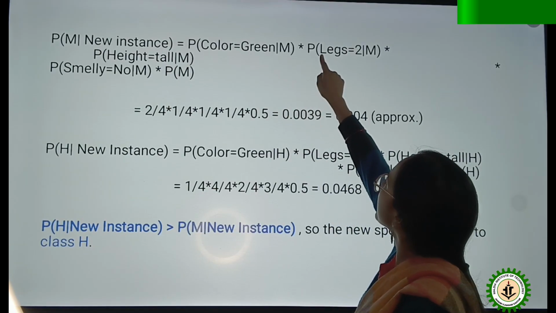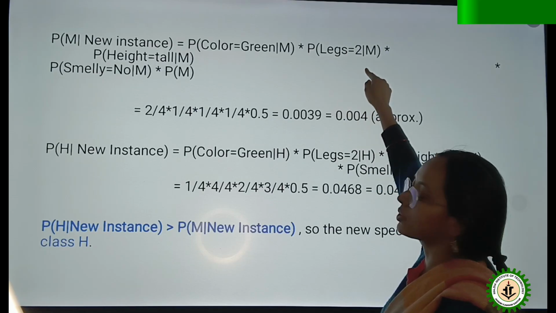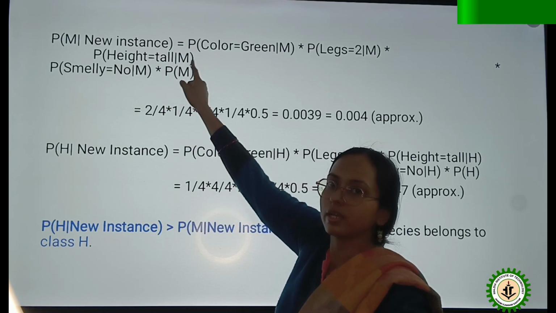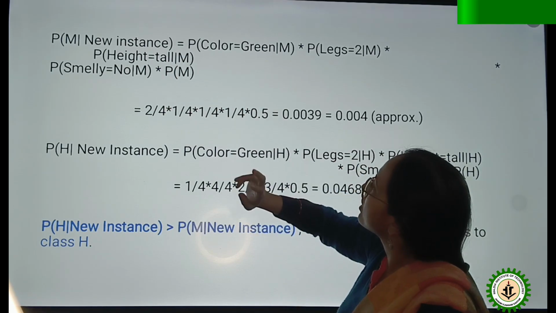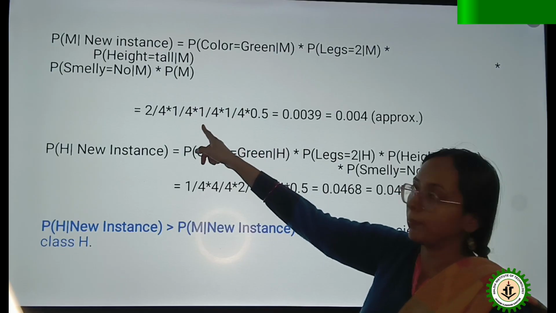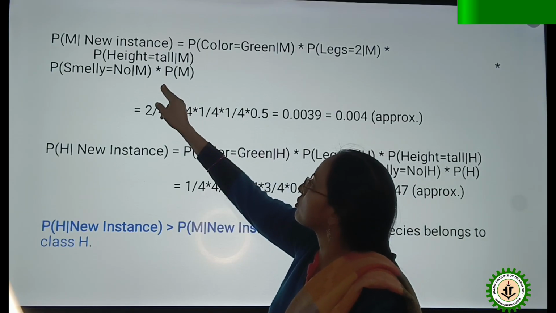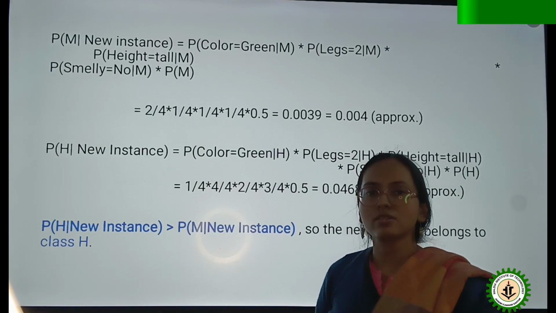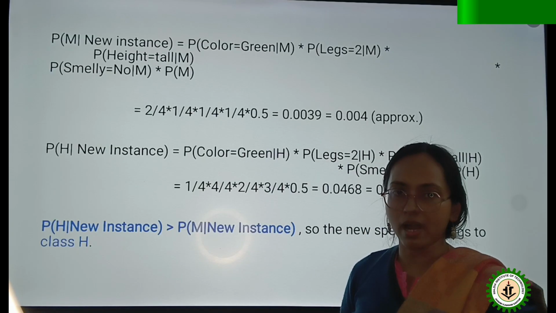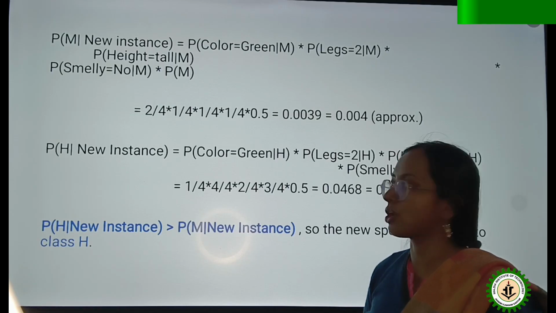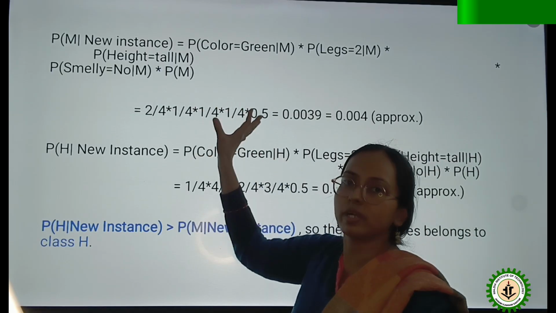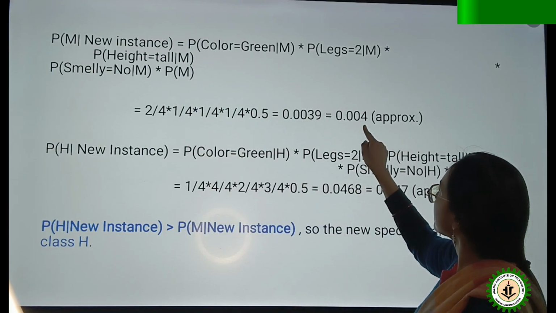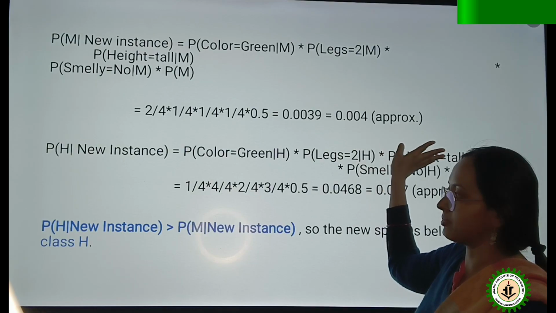Similarly, I will be multiplying for the other ones: legs equal to 2 given M, multiplied by P of height equal to tall given M, and also smell equal to no given M. And then ultimately we multiply with the probability of M. Since the denominator part is constant, we can simply omit it to make the calculation shorter. So I am just considering the numerator part. After you replace all these values, you will get a value of approximately 0.004.